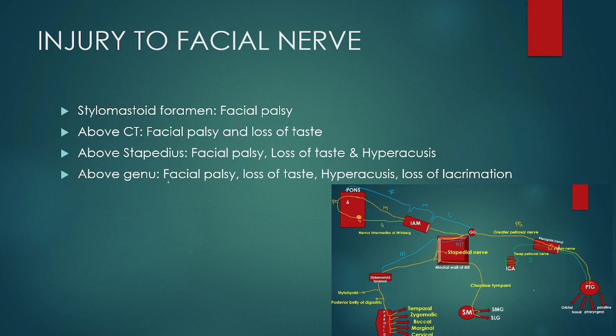Now some injuries to the facial nerve. What happens when a particular part of the facial nerve gets injured? So if the facial nerve gets injured at the stylomastoid foramen, this will lead to facial palsy. If it gets injured above the chorda tympani nerve, facial palsy along with the loss of taste at the anterior 2/3 of the tongue occurs. Above the stapedius, facial palsy, loss of taste and hyperacusis. Above the genu, this will lead to facial palsy, loss of taste, hyperacusis and even loss of lacrimation.